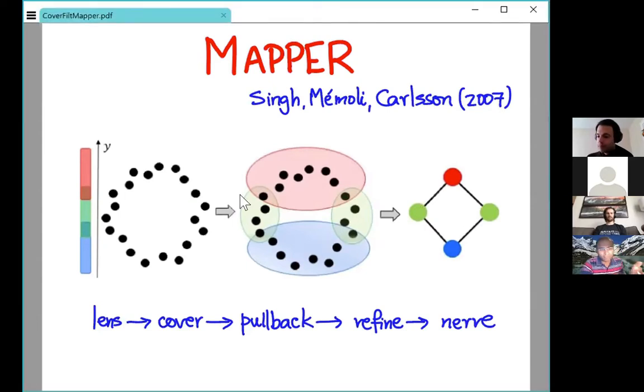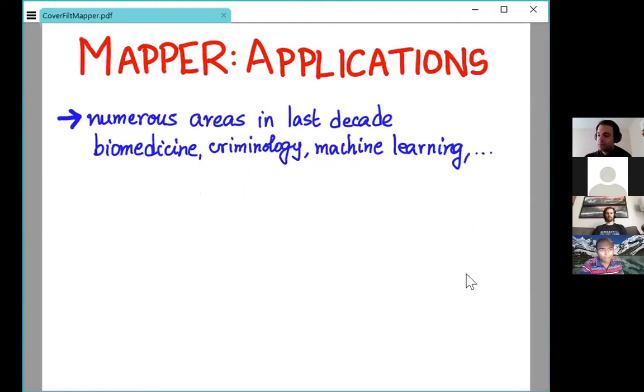Notice that we have gone from a collection of points, which could be very large, to a highly compact representation, which still captures the circle. Of course, the big deal about the mapper has been that it has been applied in numerous areas. The applications are too many to cite all of them here, but I myself have used it in applications in biomedicine, criminology data, and machine learning, and so on.